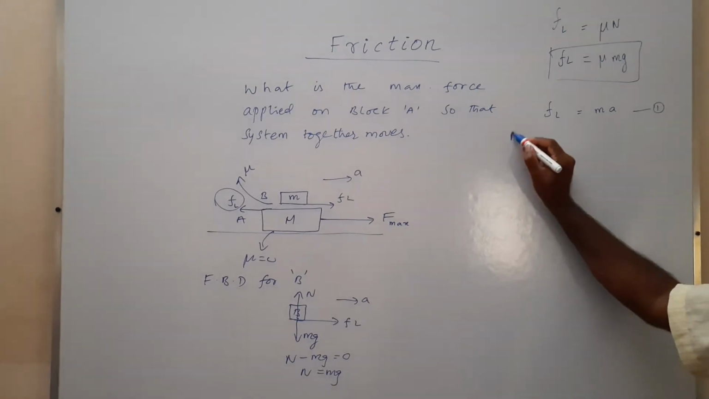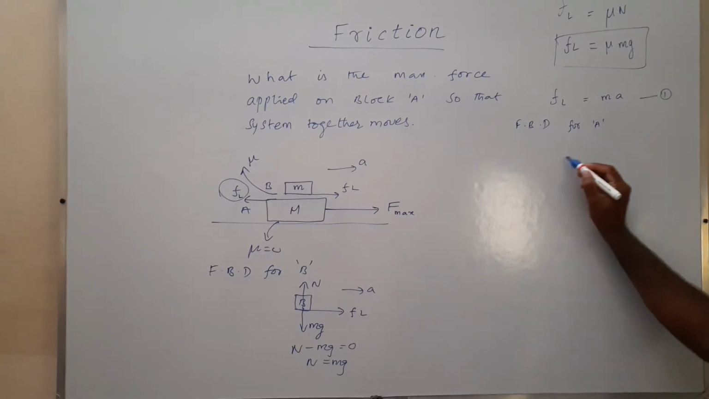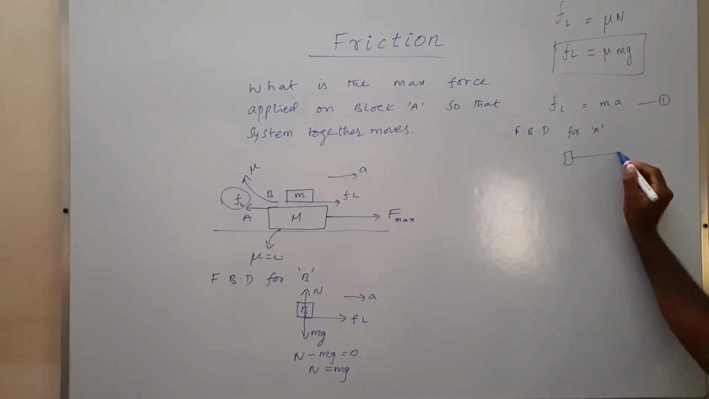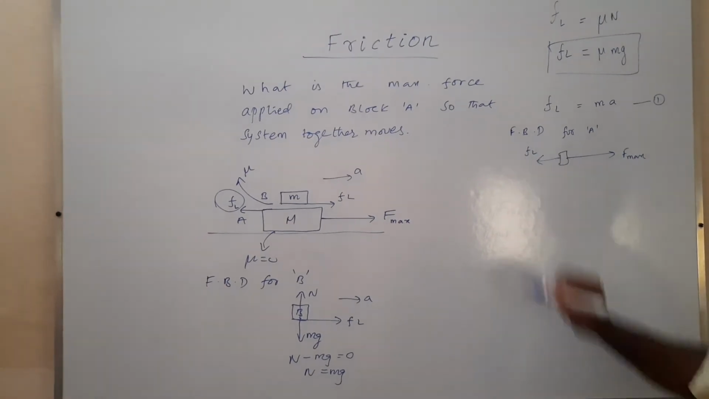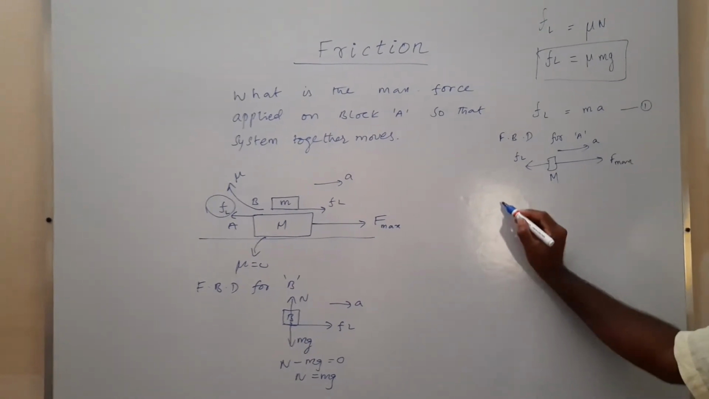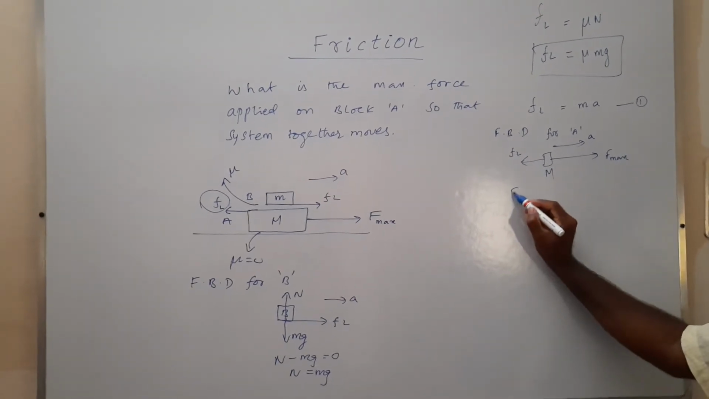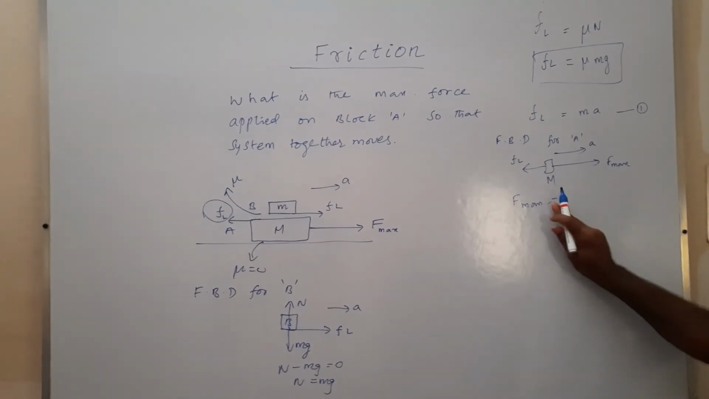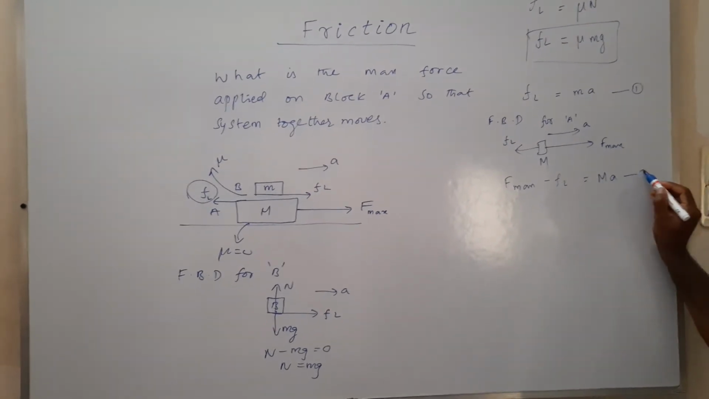Let us take the free body diagram for block A. On block A, what forces are acting? One force is the maximum force applied by us, and another is the frictional force exerted by B on A. The acceleration of the block is a, and its mass is capital M. The maximum force applied and the limiting friction are in opposite directions, so the net force is F max minus limiting friction, which is equal to capital M into a. This is equation 2.